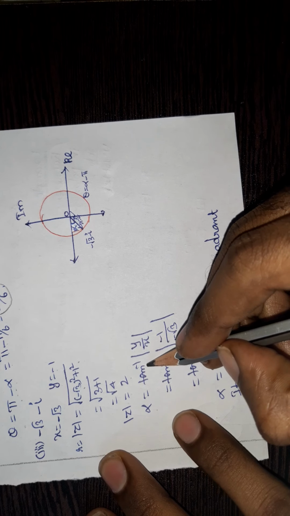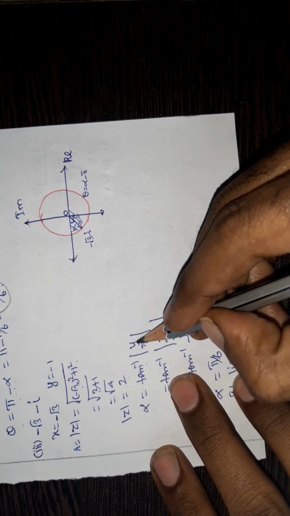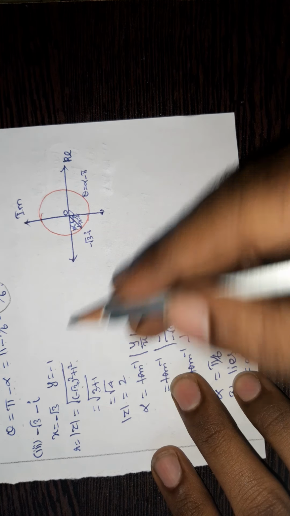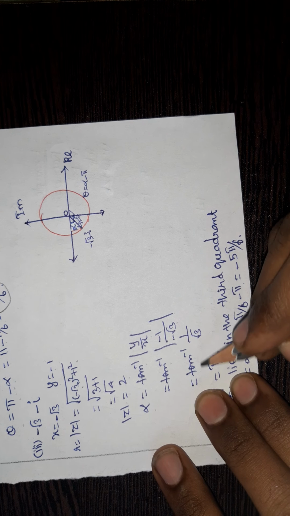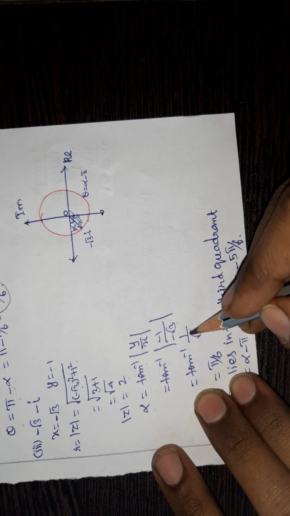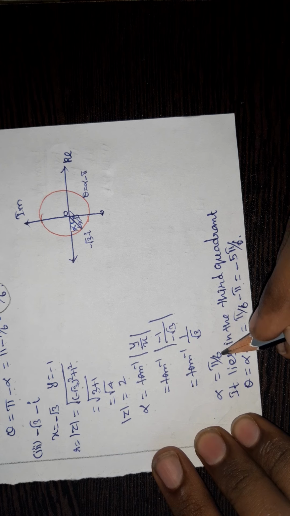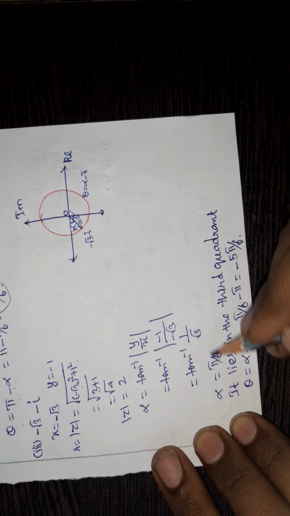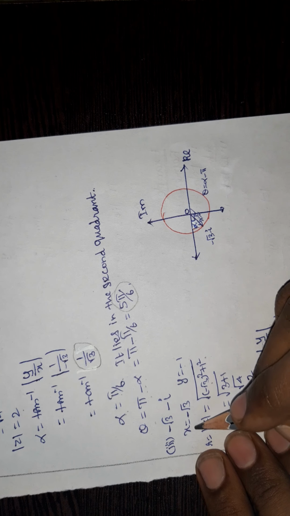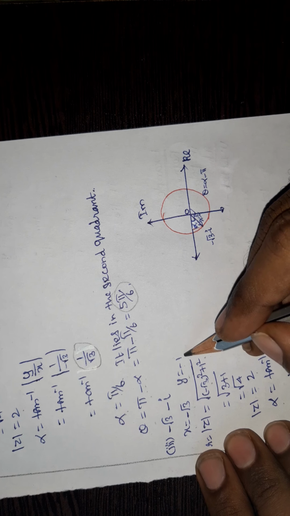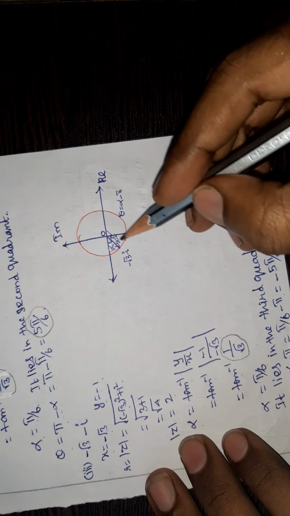Alpha equal to tan inverse modulus of y by x. Tan inverse modulus of y is minus 1, x is minus root 3. Taking modulus here, tan inverse 1 by root 3. Tan pi by 6 is 1 by root 3, so alpha equal to pi by 6. So x is negative, y is also negative. So both are negative, so theta lies in the third quadrant.